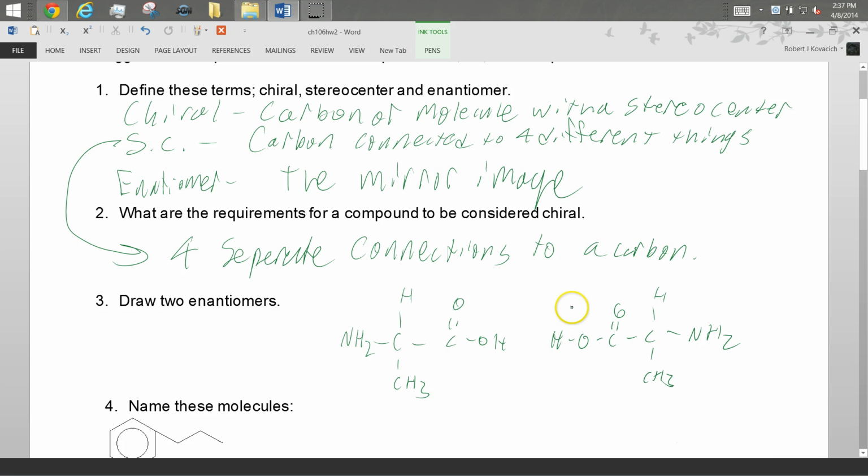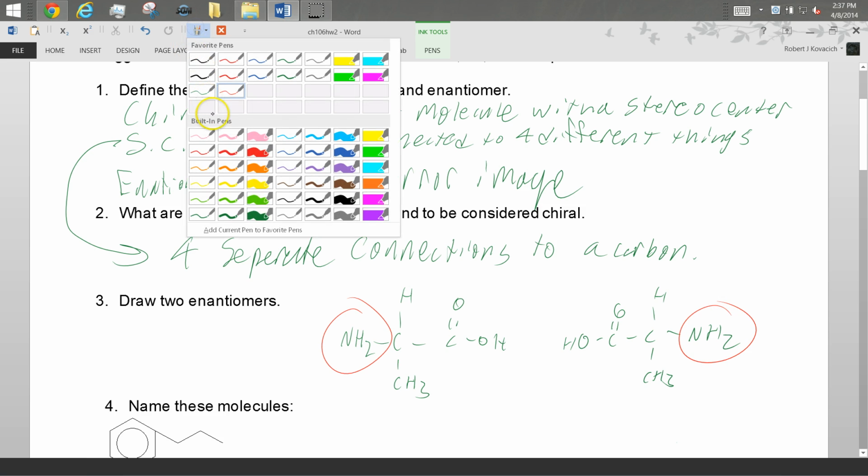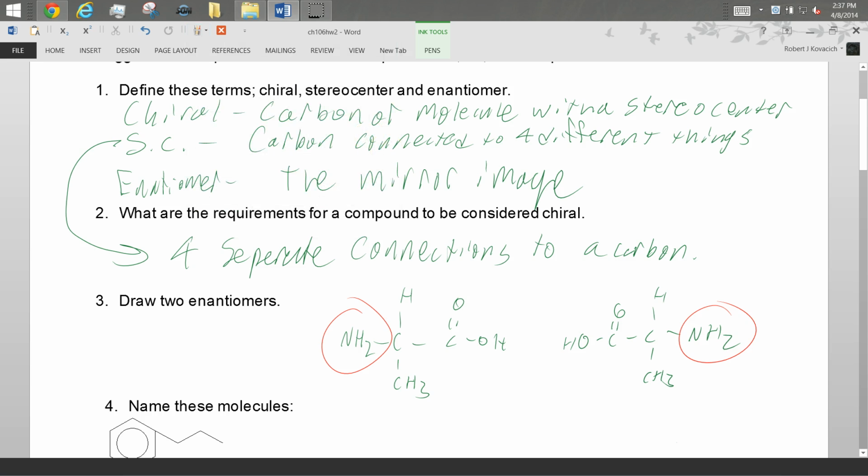Does anybody know what these things are? What is that functional group? Nope, it's not nitro. Nitro is NO2. It's an amine. And what is this functional group? Acid. So this is an amino acid. Yep.